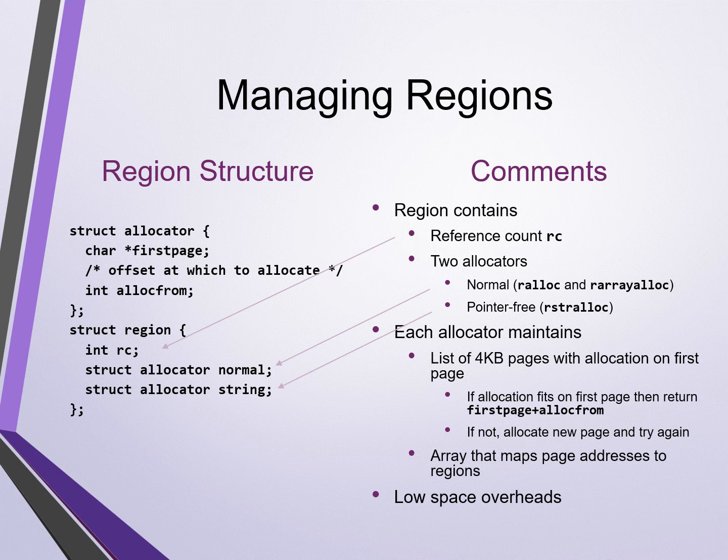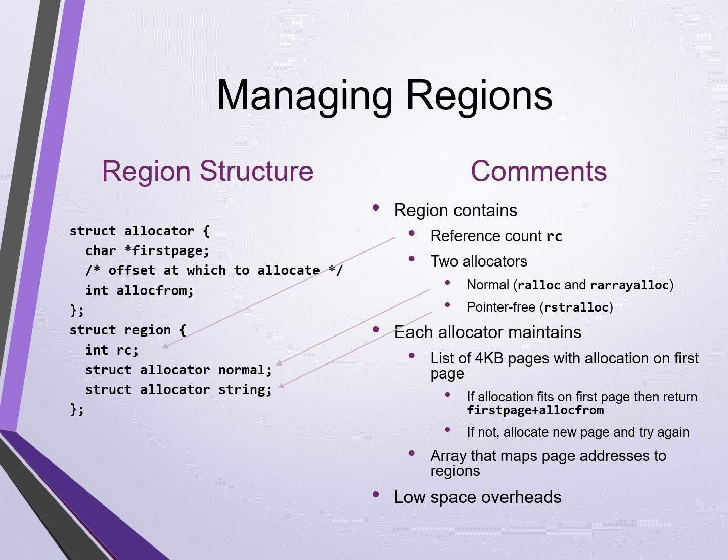Each allocator maintains a list of 4 kilobyte pages. Allocation occurs on the first page of the list only. If the allocation fits on that page, then first page plus alloc from is returned and alloc from is incremented. If it doesn't fit, a new page is added until the allocation fits. And if that still doesn't fit, then another new page is added, and so on.